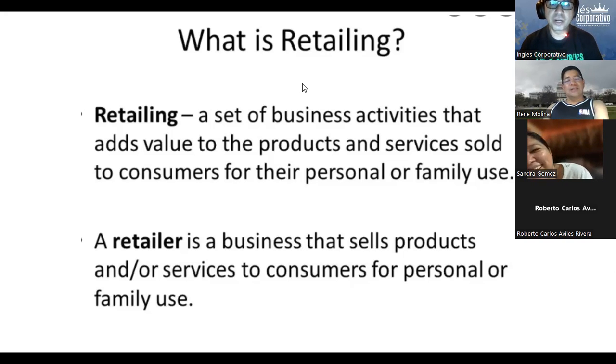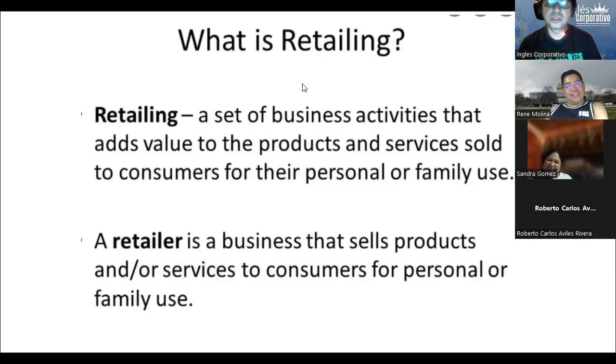Okay. Now we're going to listen to René Molina. A shot of Johnny Walker, and that's it. Yes. Victoria sets of business activity that adds value to the products and service sold to customer for their personal or family use. Very good. That it was very fast. You can see. Yes. You can do it. And the pronunciation was very good. Nice.